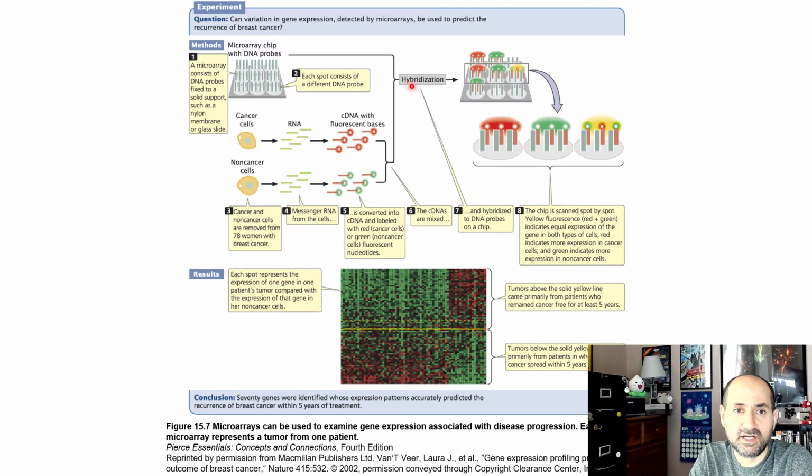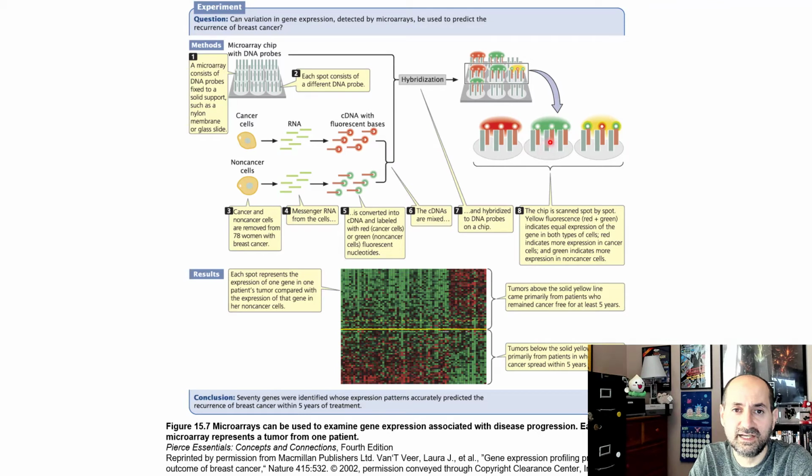Then you hybridize. You add a mixture of the cDNA with the red fluorescence and the green fluorescence. You add that cDNA to the probes and it will anneal. There's hybridization. The hybridization occurs between the gene that's stuck to the slide and the cDNA that was created from the mRNA in the cell. If more of the cancer cell cDNA hybridizes, you'll get more red fluorescence.